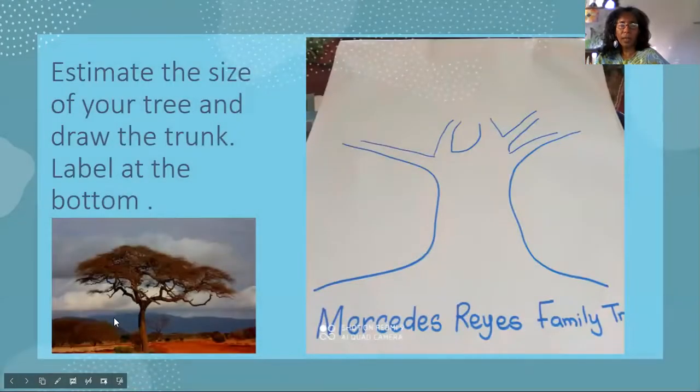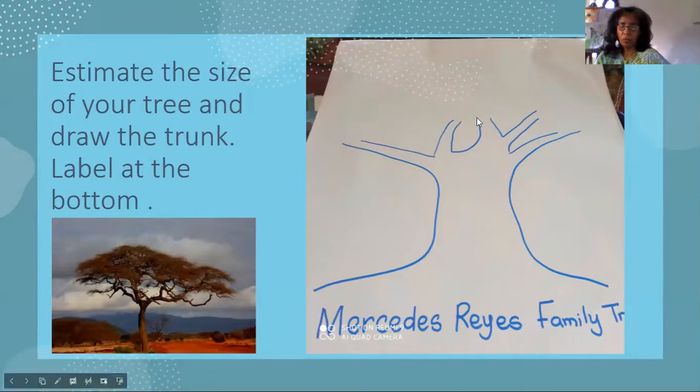So the first thing I want you to know is the size of your family tree. All right. And label it at the bottom. So my little daughter, her name is Mercedes, and she comes from a big family. So she drew a trunk with lots of branches. Okay. If you come from a small family, it doesn't have to be that big. But if your family is more than two members, you can draw it a little wider.